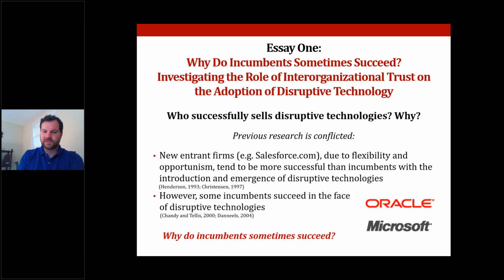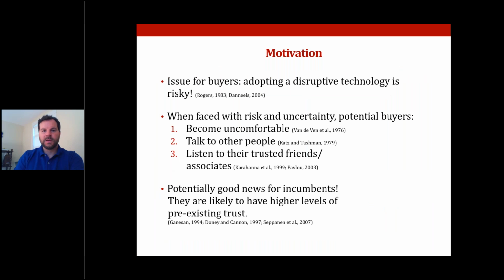But some incumbents can succeed, and there's a reason for that. The reason is that the risk of an emerging technology, while it's risky for the company, is also risky for the buyer. So when faced with risk and uncertainty, what do potential buyers do? Well, we can go back to some of the psychology and sociology literature to understand this. And what we find is that when faced with risk, people become uncomfortable, they talk to other people, and they end up turning to their trusted friends and associates. This is no different in a personal situation than in a B2B situation.